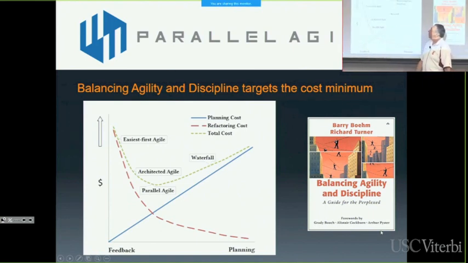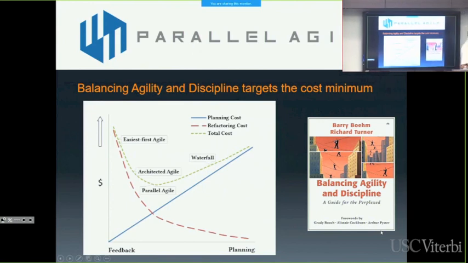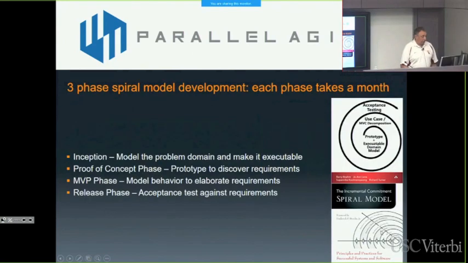We've done some enhancements with Parallel Agile, but we think we're pretty close to this cost minimum. If you know a more cost-effective way to develop software, please tell me about it, because I want to know.